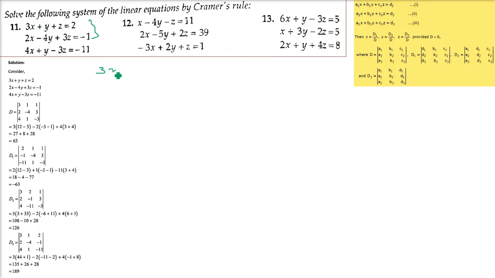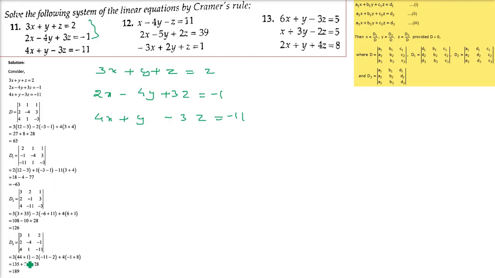So we have 3x plus y plus z equals 2. This is our first equation. The second equation is 2x minus 4y plus 3z equals negative 1. Then 4x plus y minus 3z equals negative 11.